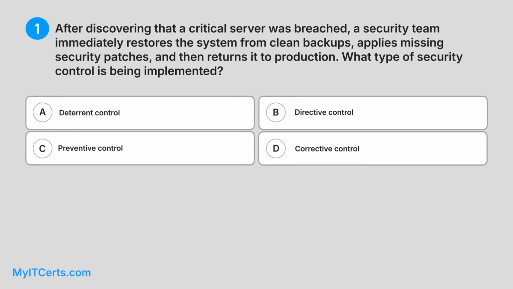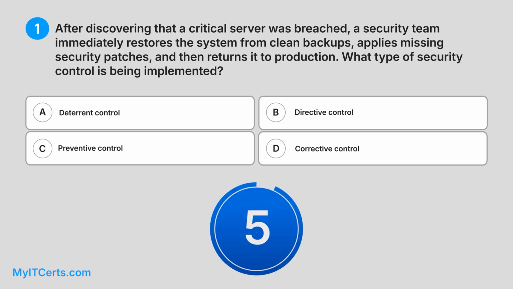1. After discovering that a critical server was breached, a security team immediately restores the system from clean backups, applies missing security patches, and then returns it to production. What type of security control is being implemented? A. Deterrent control. B. Directive control. C. Preventive control. D. Corrective control. Can you guess the answer?